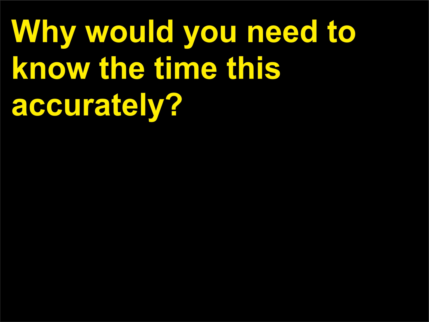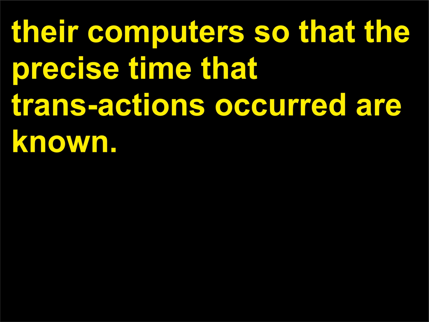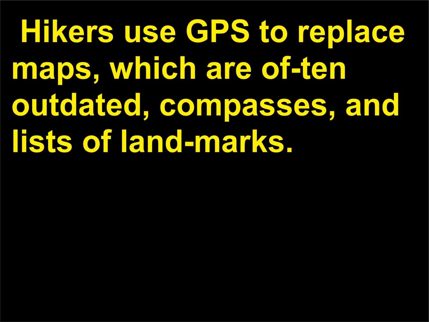Why would you need to know the time this accurately? Businesses that use computers in many parts of the world can synchronize their computers so that the precise time that transactions occurred are known. GPS also provides navigation information. Hikers use GPS to replace maps, which are often outdated, compasses, and lists of landmarks.